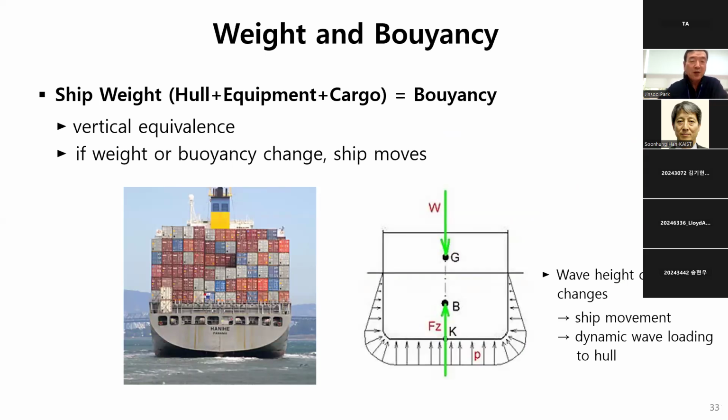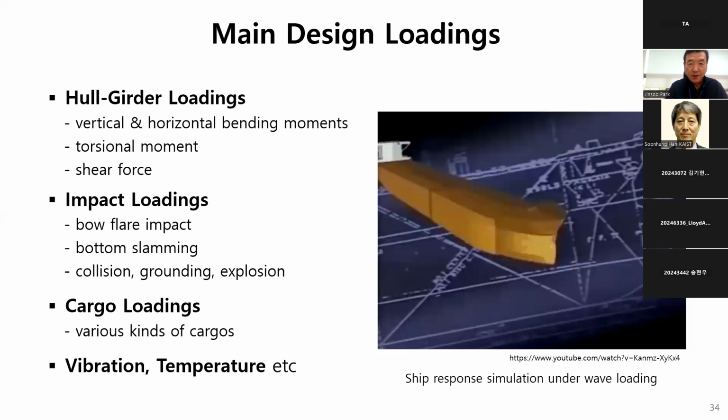Ship weight is composed of hull weight, equipment and cargo. When the ship weight is equal to buoyancy, then it comes to vertical equilibrium. If weight and buoyancy change, the ship moves. In reality, dynamic wave loading applies to the hull, so the ship keeps moving all the time during the voyage. Main design loadings: hull girder loadings, impact loadings, cargo loadings, and sometimes vibration and temperature may act as loading. Here is a good video showing ship response.